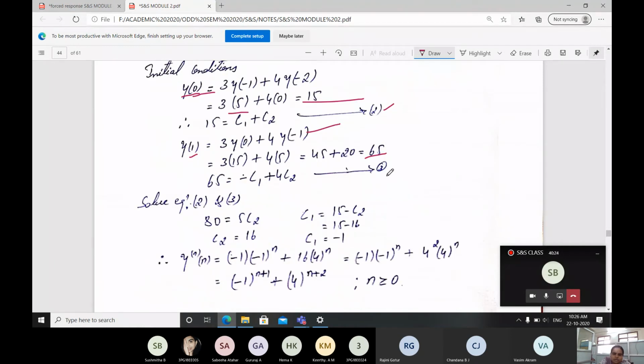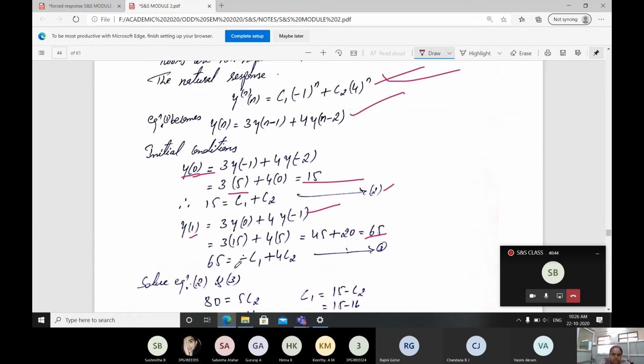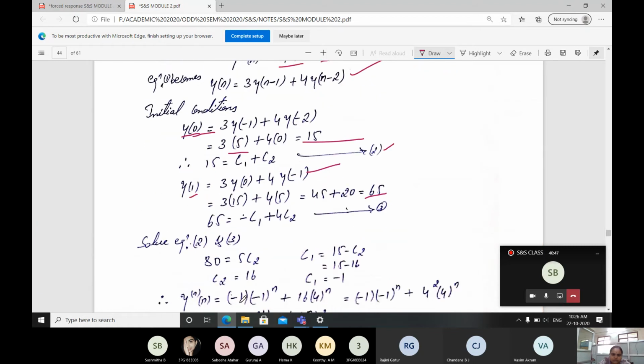Solve equations 2 and 3 by using your calculator. It's a linear equation, right? Use the calculator and you will be getting the direct results. You will be getting C1 as minus 1 and C2 as 16. Therefore, the natural response is going to be, substituting for C1, C2 in the equation, minus 1 power n plus 16 into 4 raised to n.